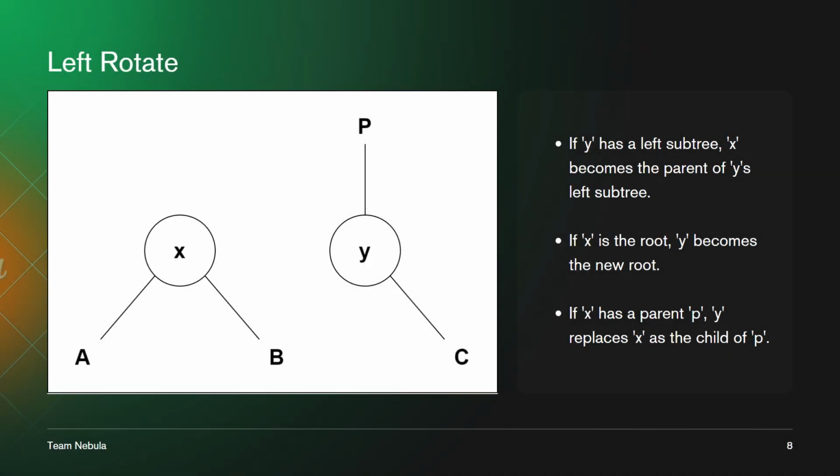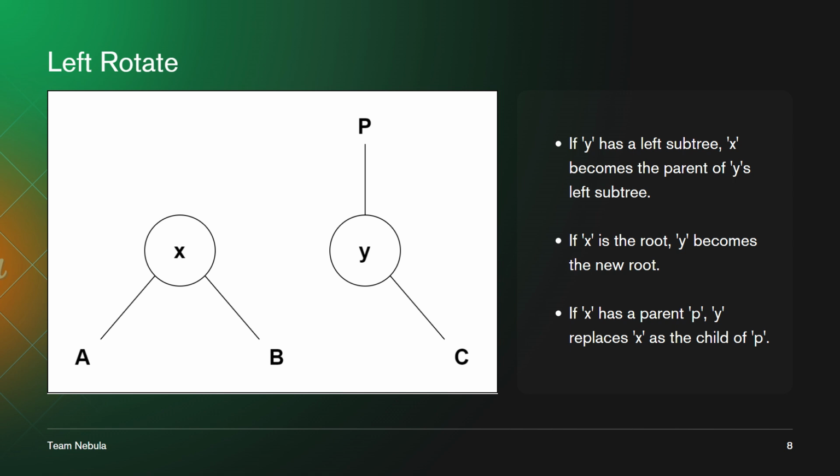If Y has a left subtree, we make X, the parent of Y, the new parent of Y's left subtree. If X was the root of the whole tree, meaning it has no parent, then Y becomes the new root of the tree. If X has a parent P, we adjust the relationship between P and Y.